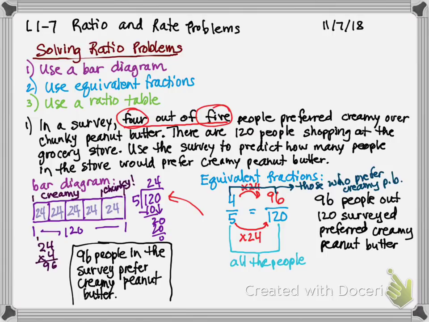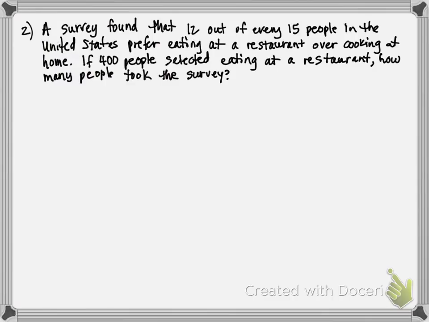All right, we're going to do a second problem, and this time I'm going to show you how to use a ratio table. So hold on. Okay. So in question 2, a survey found that 12 out of every 15 people in the United States prefer eating at a restaurant over cooking at home. If 400 people selected eating at a restaurant, how many people took the survey? So I want to show you how to do a ratio table on this problem.